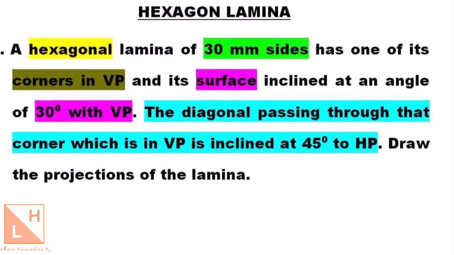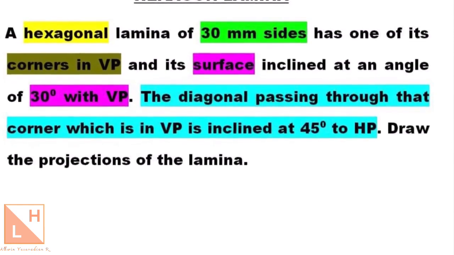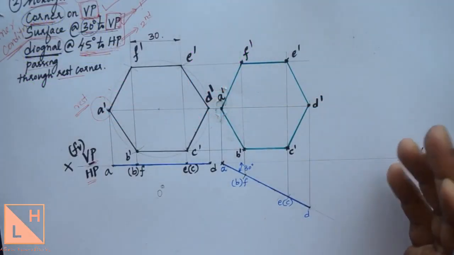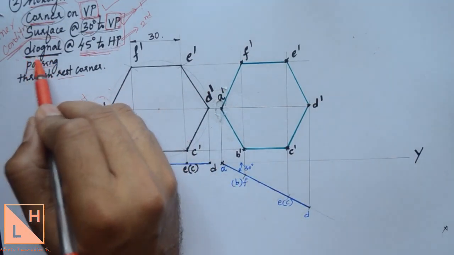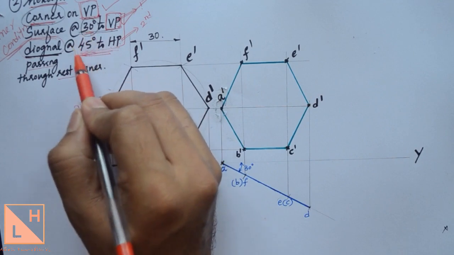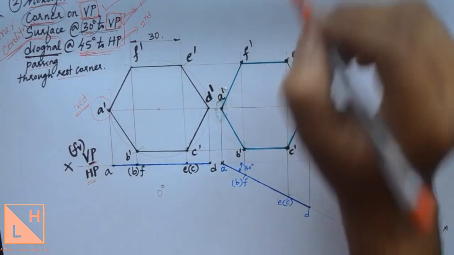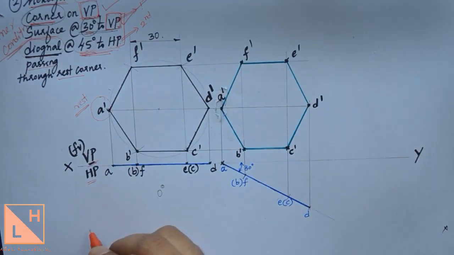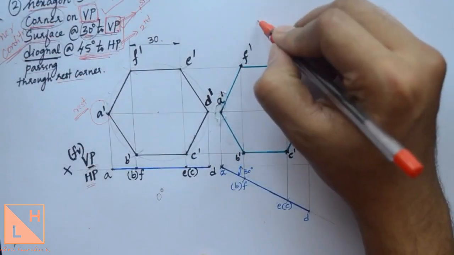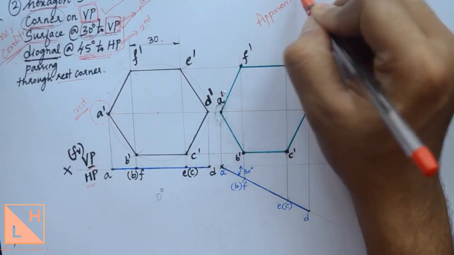Look at the last third line. The diagonal passing through that corner, which is in VP, is inclined at 45 degrees to HP. Right? There is no appears to be found in the question. So the diagonal itself, that is a true diagonal itself, is inclined at 45 degrees. So this angle what you have here is nothing but the true angle. So using this true angle, you need to find the apparent angle.